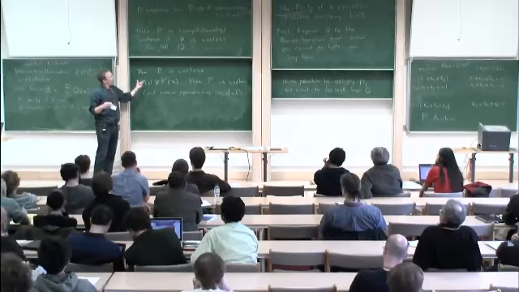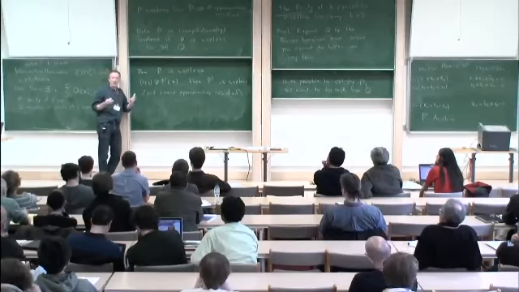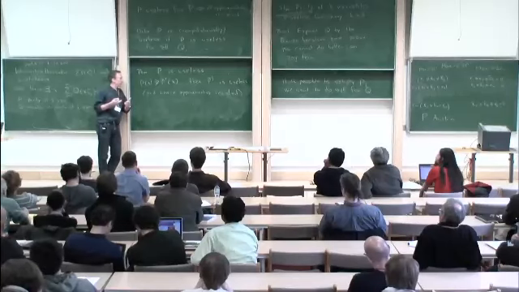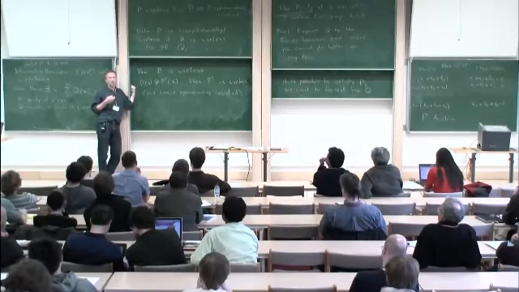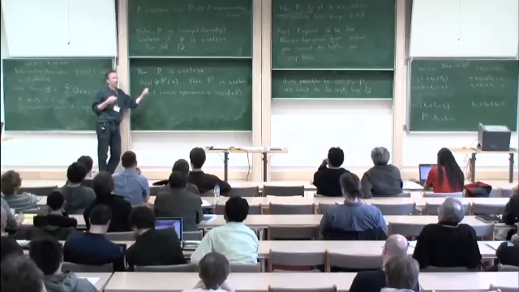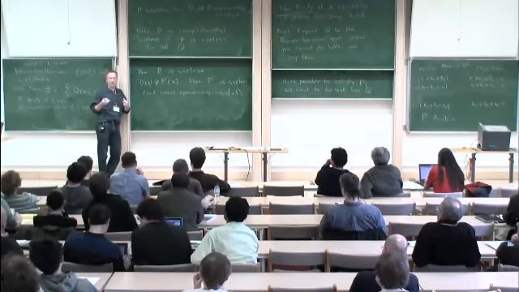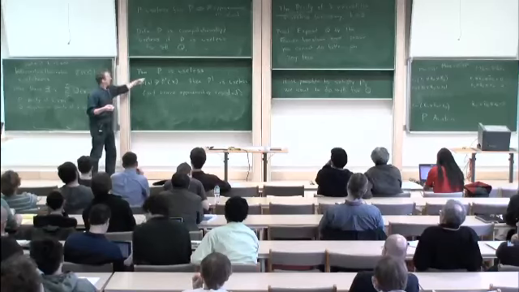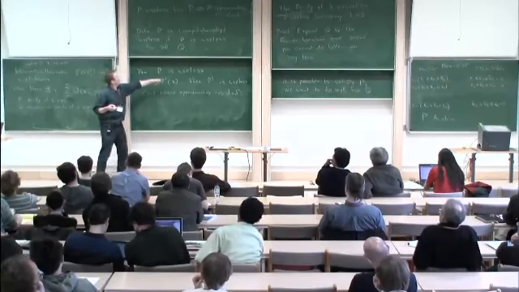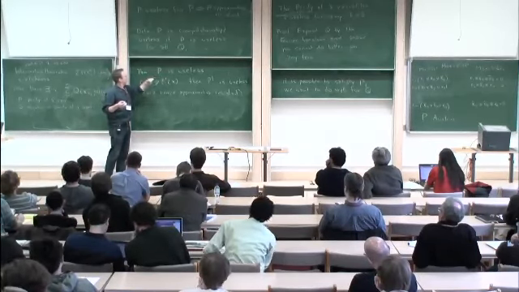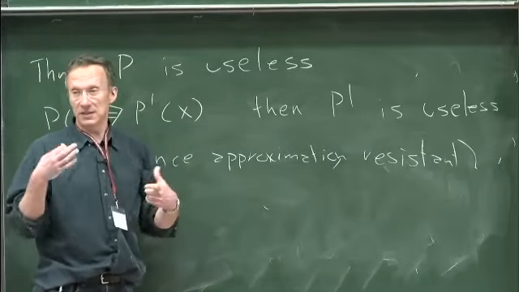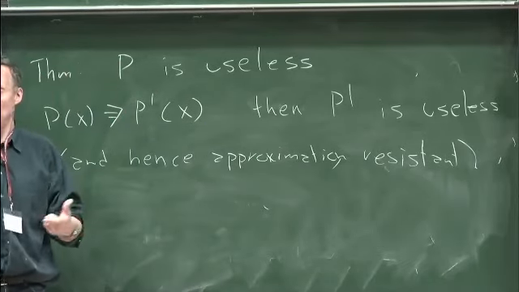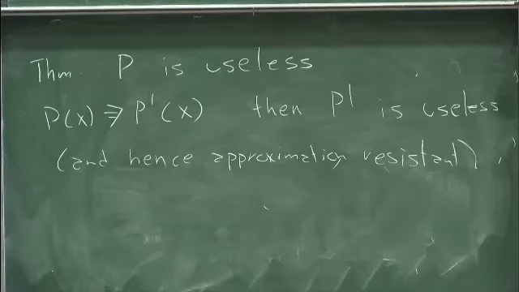To me, this explains the fact that approximation resistance seemed to be monotone, because most approximation resistance proofs didn't prove approximation resistance, they proved uselessness, and uselessness is in fact a monotone property. Before, this is obvious in the sense that the promise that P is satisfied compared to the promise that P prime is satisfied is a weaker condition, because P prime accepts more things, so it's an obvious monotone statement.